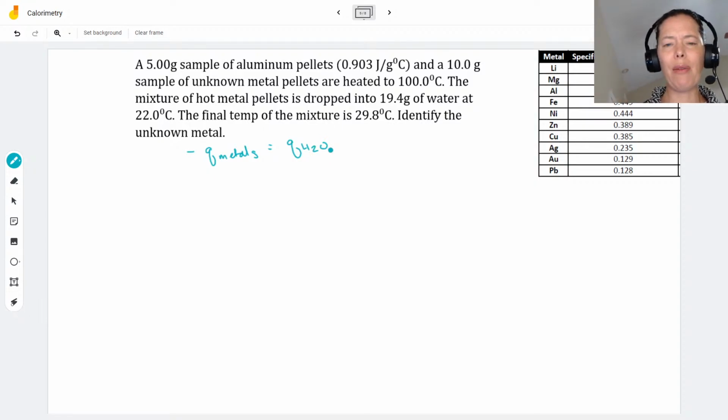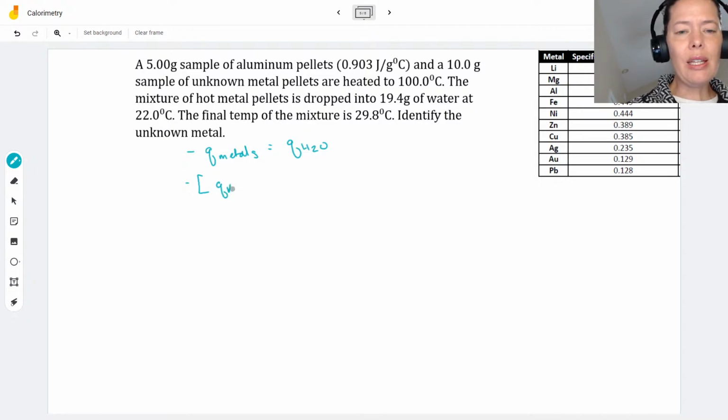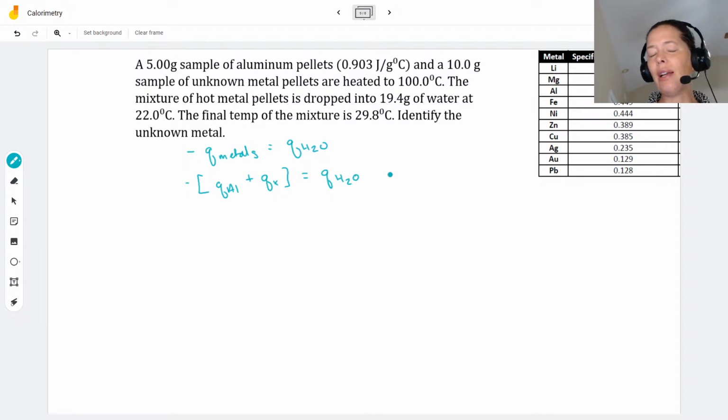So I'm going to break that down a little farther. Instead of just writing the heat of the metals, I'm going to be more specific. This is going to be the heat of the aluminum plus the heat of the unknown, I'll just call that X, and that is going to equal the heat absorbed by the water. Once I get my Q set, it really helps me then move on to my mc delta T's. At least that's how I like to do it.